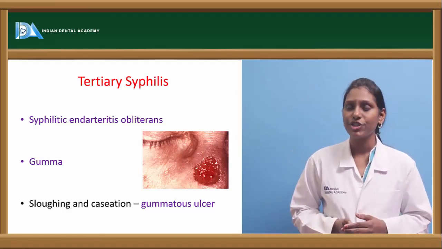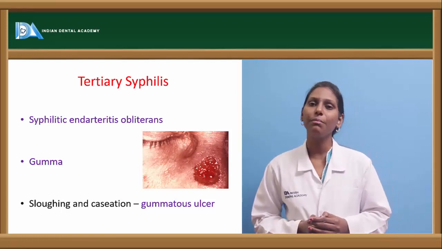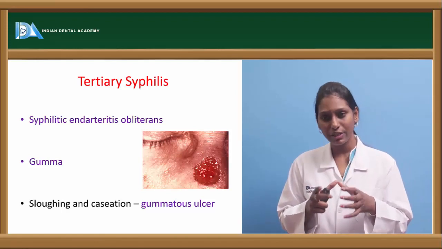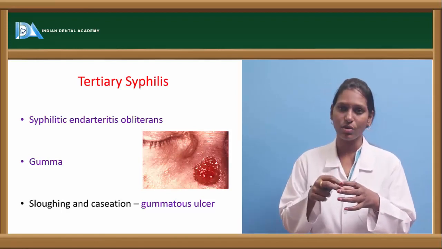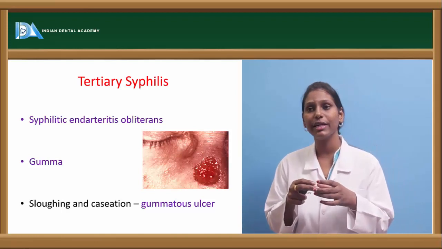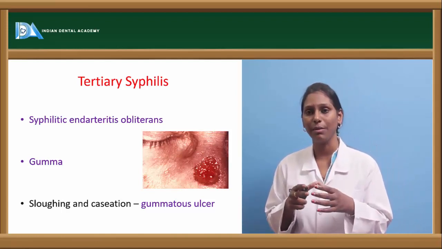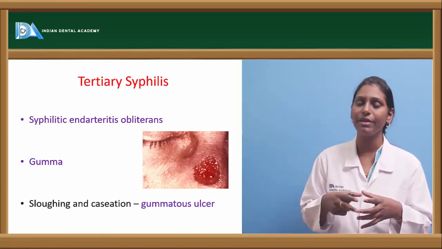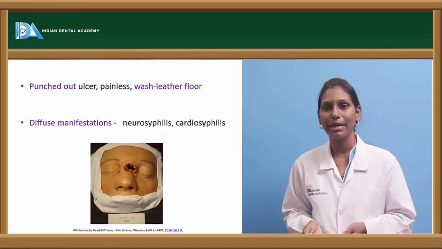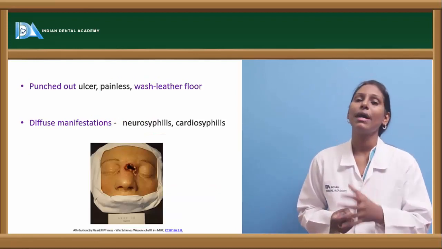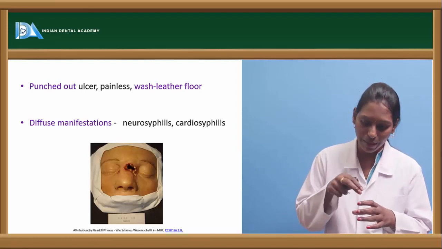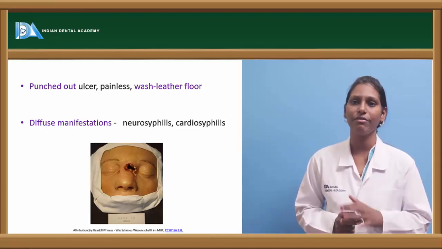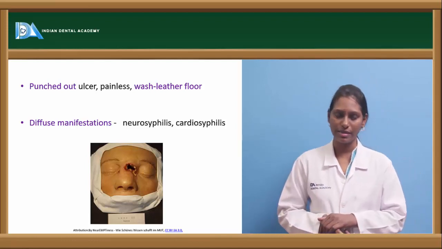Another characteristic feature of tertiary syphilis is gumma. Gumma is nothing but a granulomatous accumulation of granulation tissue with central necrosis. It is actually a hypersensitivity reaction. This gumma undergoes caseation and sloughing, and then it turns into a gummatous ulcer. These gummatous ulcers usually have a well-defined, punched out appearance. It is usually painless and it has a characteristic wash leather slough floor.